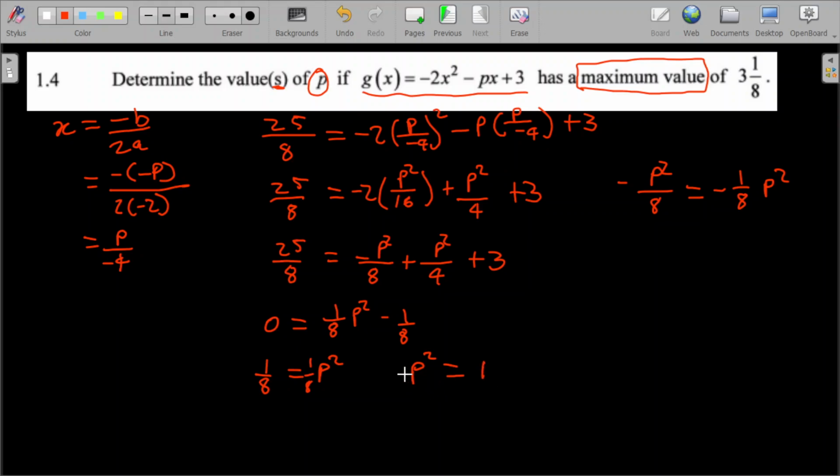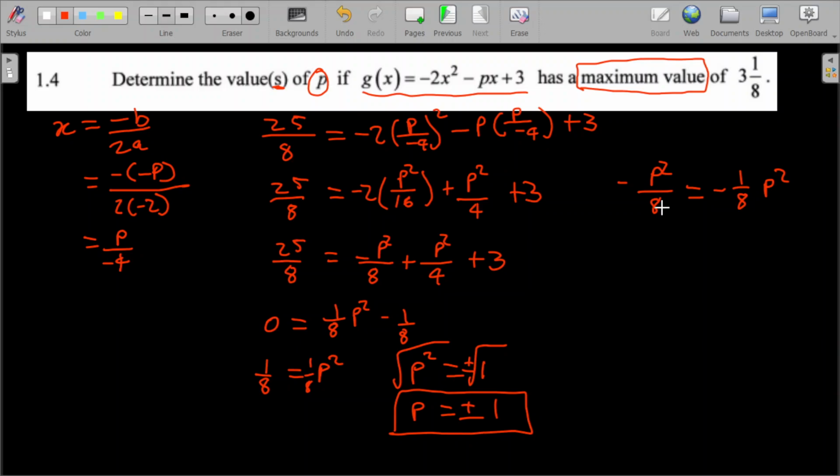Now how do I find p? I square root both sides. So this one is plus or minus, so my p is going to be plus or minus 1. So these are the values, in this case, of p that has the maximum value of 3 and 1 over 8 in the mixed fraction.